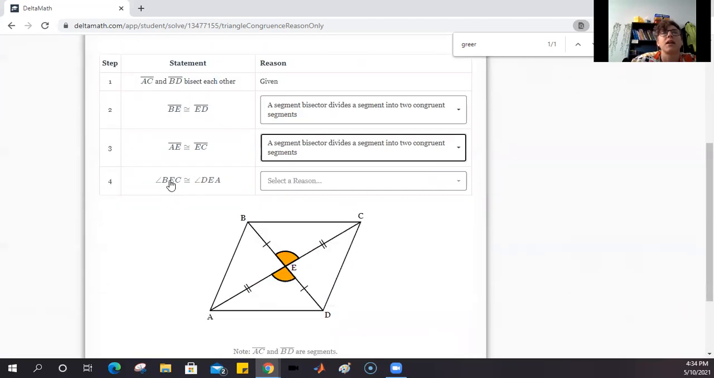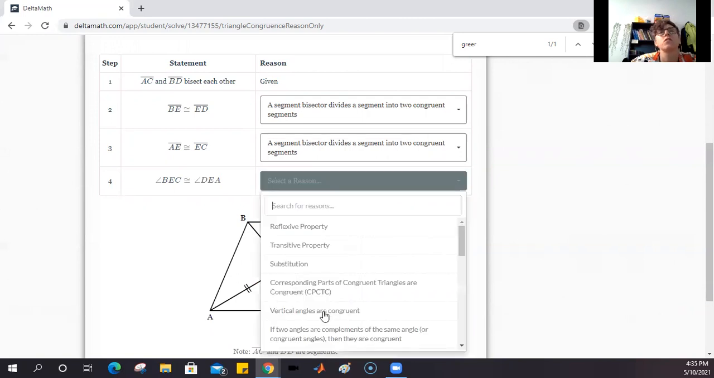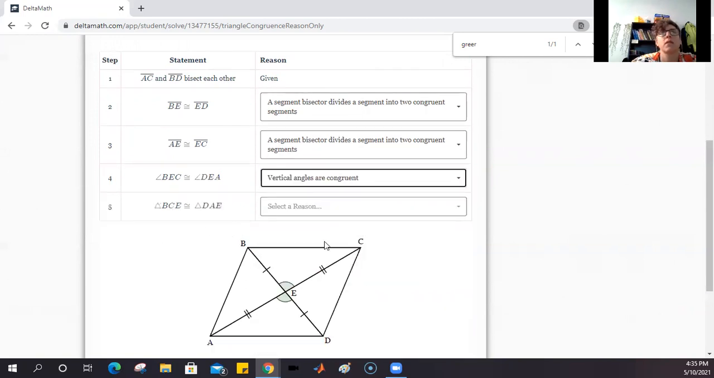Now, with angle BEC, why are these angles congruent? Well, they're right across from each other when these two lines cross. Those are called vertical angles. Vertical angles are always congruent. Why are these triangles congruent? Well, just like we did in the previous question, let's mark what we got. We've got a pair of sides, a pair of angles, a pair of sides. Side, angle, side. I guess that's why these are congruent. Side, angle, side.